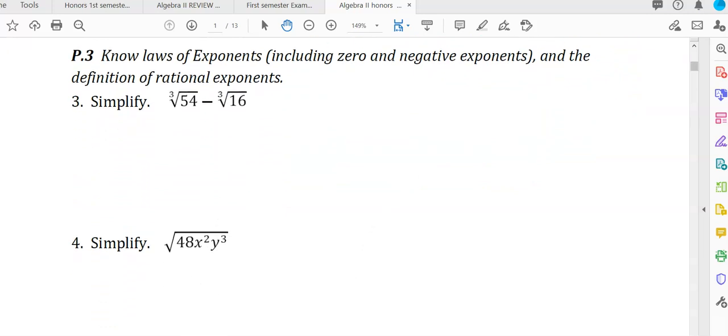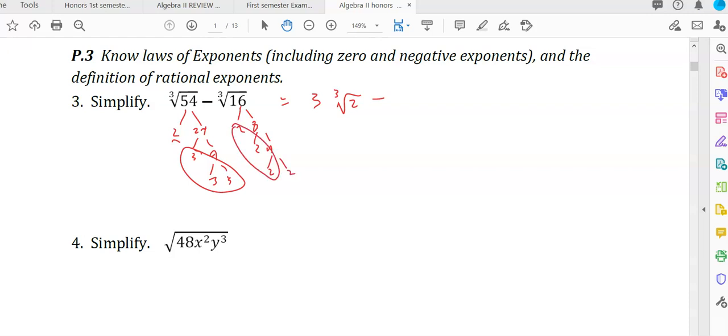Okay, you want to simplify these. If you don't know the prime factorization of those, that would be nice. So 2 times 27, 3 times 9, 3 times 3. So I have 3 3s and a 2 left over. That's going to be equal to 3 cube root of 2, minus 2 times 8, 2 times 4, 2 times 2. Got a group of 3 2s with a 2 left over, so this is going to be 2 times cube root of 2. 3 times cube root of 2 minus 2 times cube root of 2 is 1 cube root of 2.